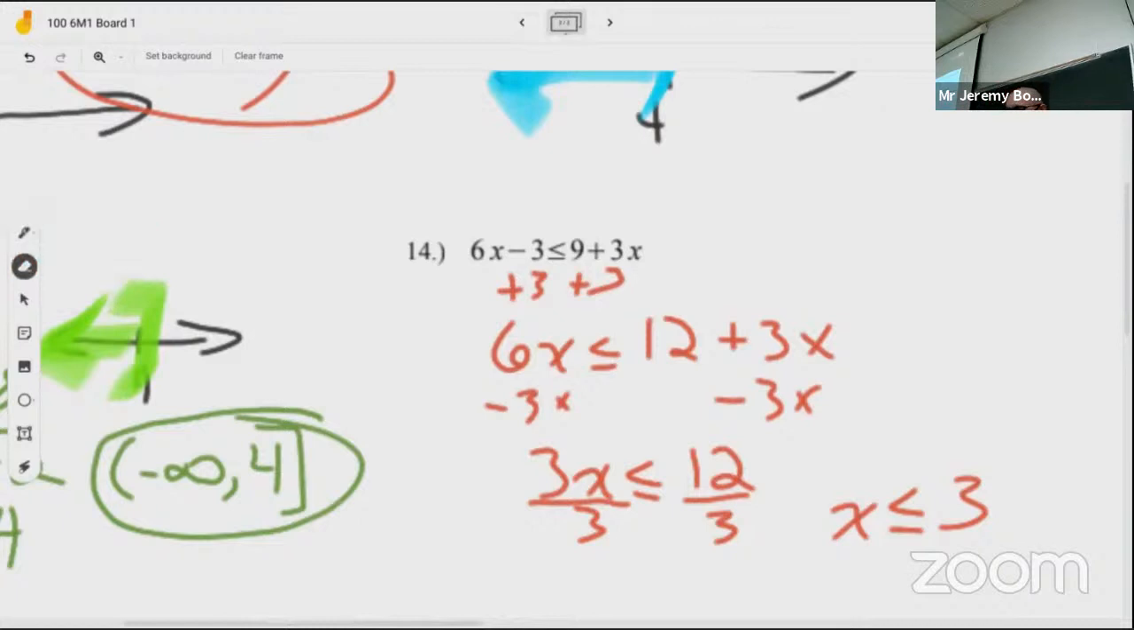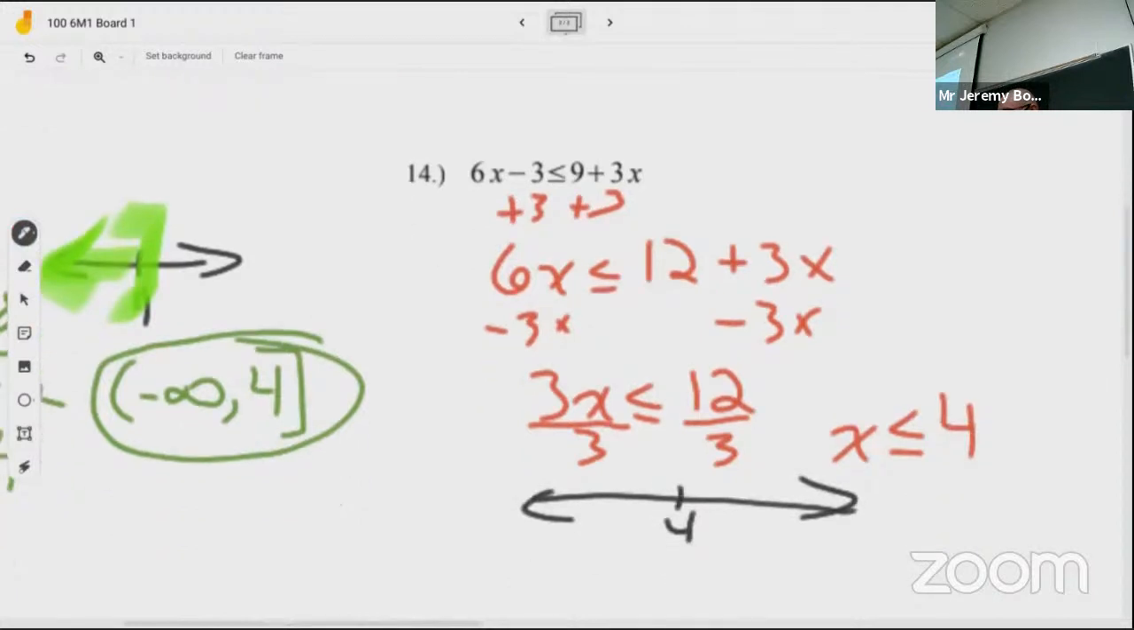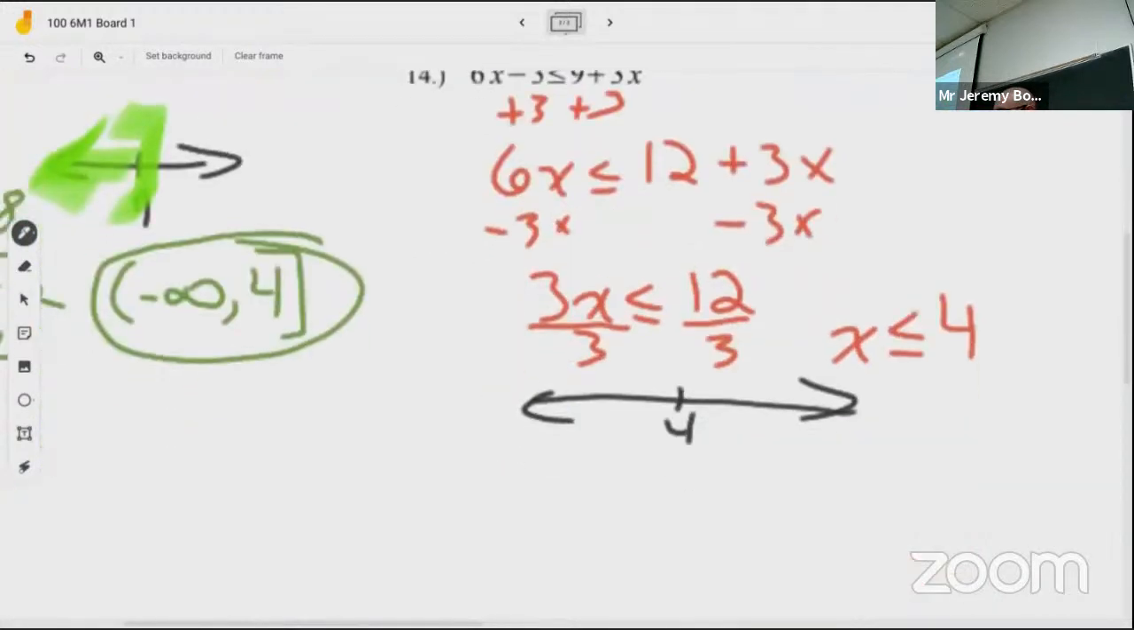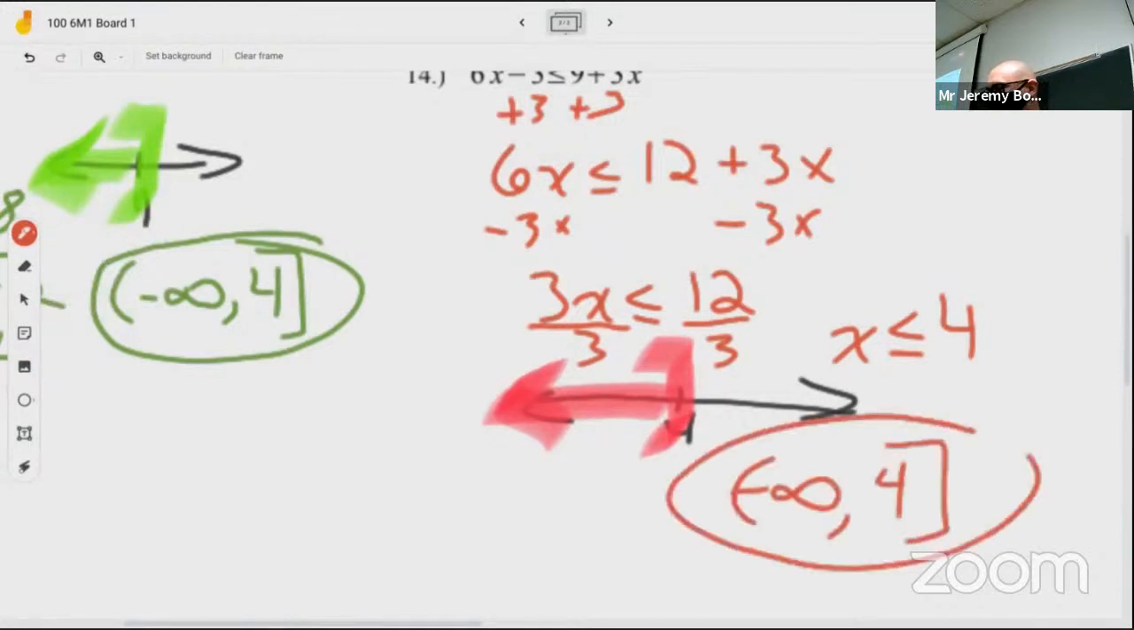Oh, 4. Thank you. And so this is going to be what? Got a 4 right there. I really like 4 too. It's going to be the left of 4, and it can be equal to it, so we put a bracket. And so this will be negative infinity to 4, with a bracket on that 4. Same answer as the last one. Any questions on 14?